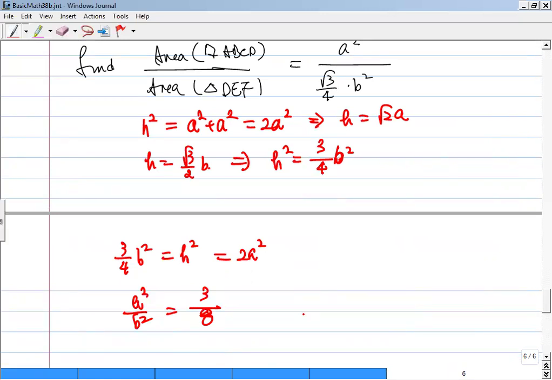You put that in, then the ratio is going to be A squared over square root of 3 over 4 B squared, and A squared over B squared is 3 over 8. So we simplify: 4 over 8 is 2, and 3 over square root of 3 is square root of 3. So this is the direct way to solve the problem.